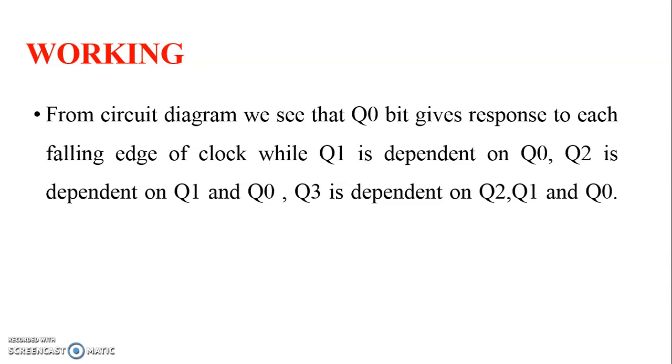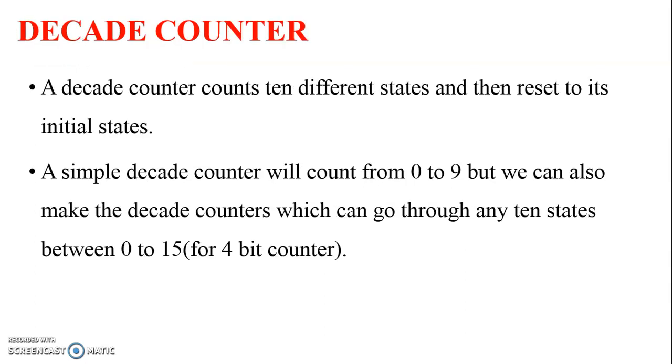Next is the decade counter. A decade counter will count 10 different states and then reset to its initial state. A simple decade counter will count from 0 to 9, but we can also make a decade counter which can go through any 10 states between 0 and 15.